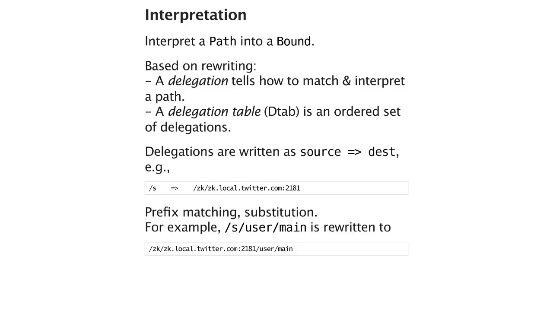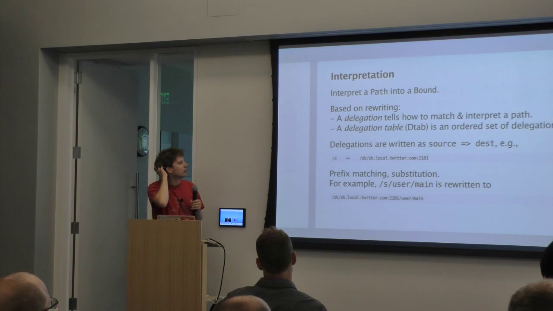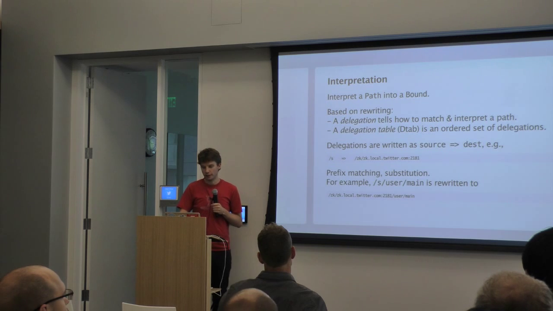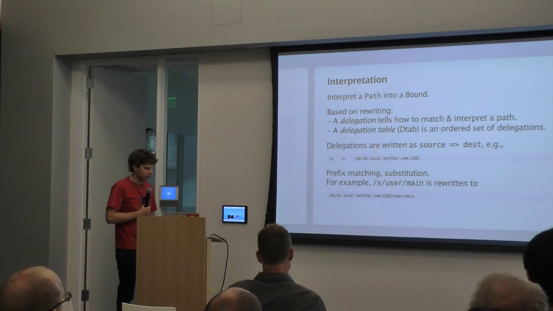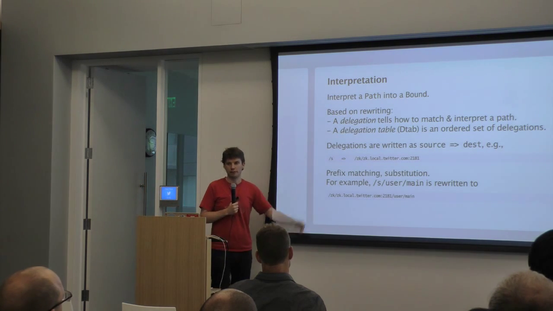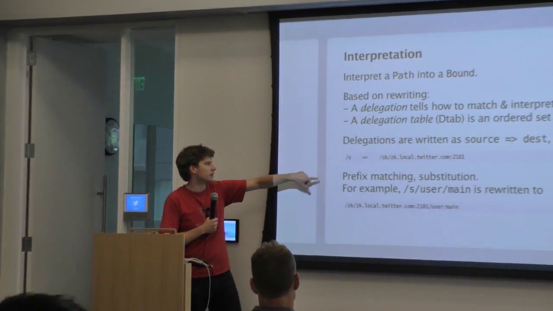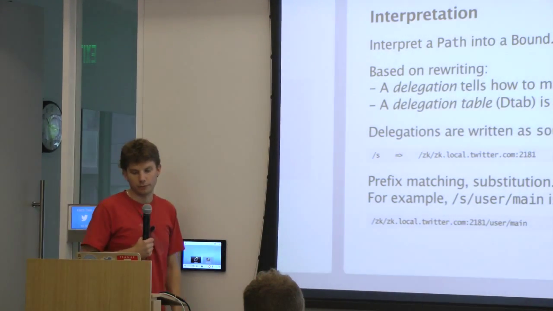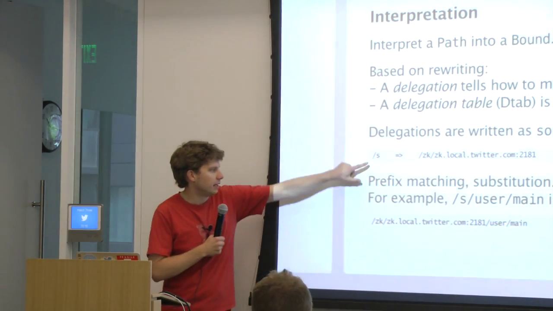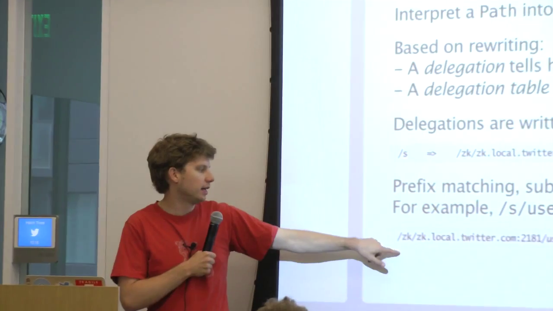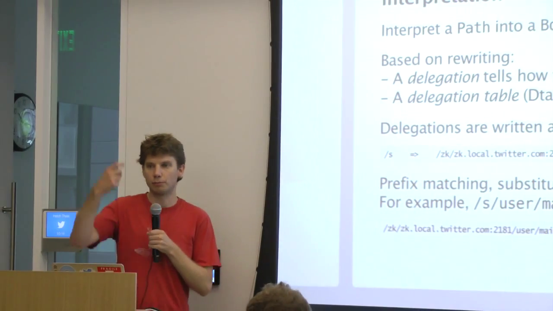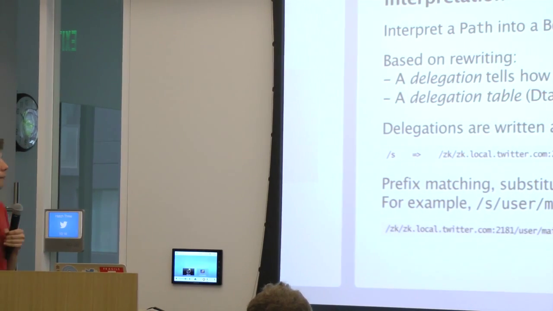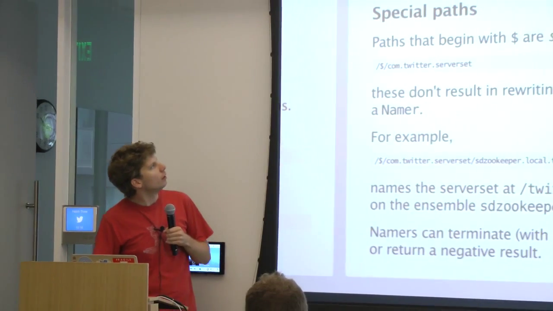That's a process called interpretation. Interpretation is basically a way of turning a Name.Path into a Name.Bound. And the way that's done in Finagle is through something called delegations. A delegation is effectively a way of rewriting a path into another path, right? Here's a particular kind of delegation that says paths that begin with /s get rewritten to have this prefix instead of the /s prefix, right? So in this case, if I had /s/user/main, it would be rewritten to /zk/local.twitter.com:2181/user/main, right? It's a simple prefix substitution rewriting rule. And that is what a delegation is.